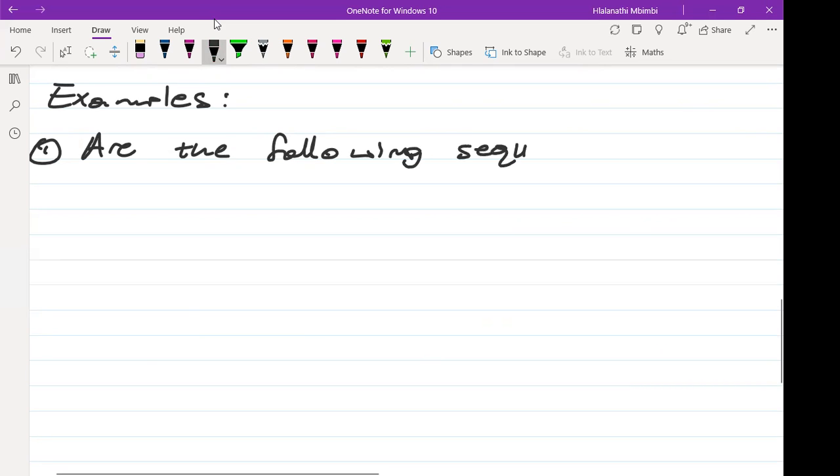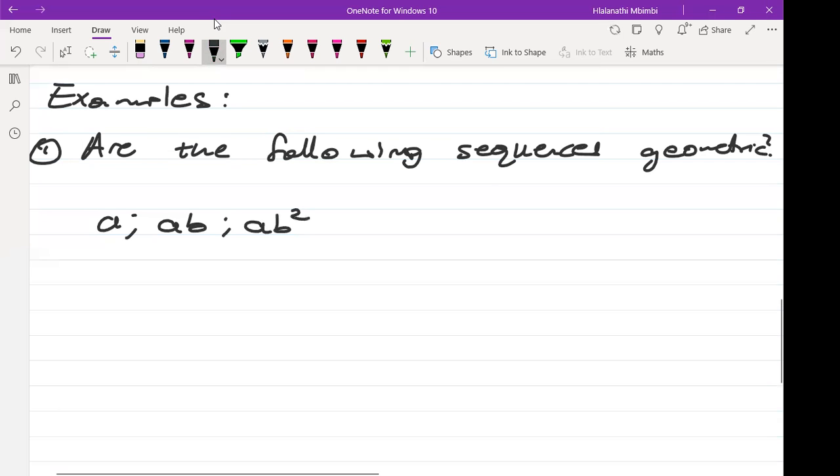So the first example: are the following sequences geometric? If I give you a, ab, and ab squared, is this sequence geometric?